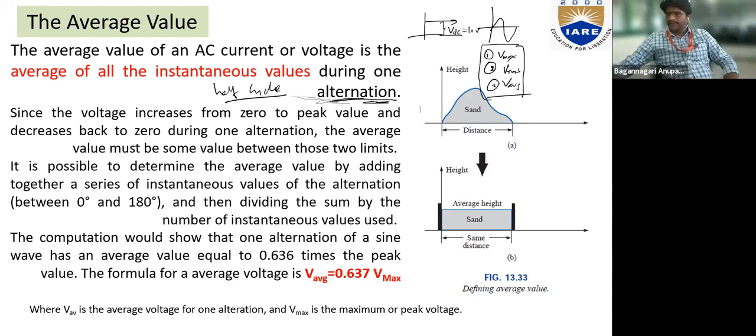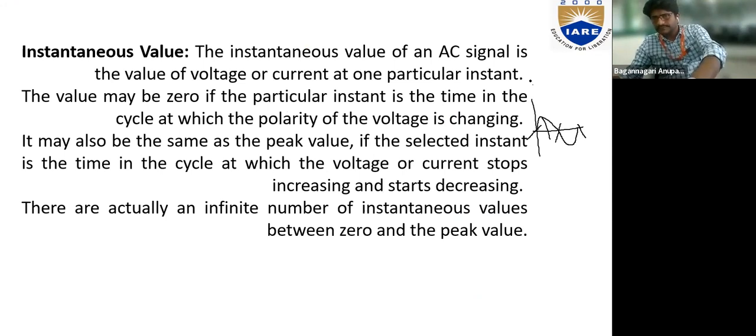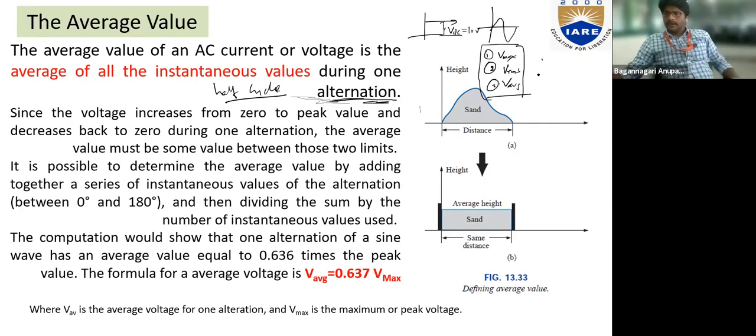If I consider a pure sinusoidal waveform, why do we calculate the average value only for a half cycle? It is because, if it is a pure sinusoidal waveform, you have a positive half cycle and a negative half cycle, and if both of them are identical, definitely the average value will become zero.